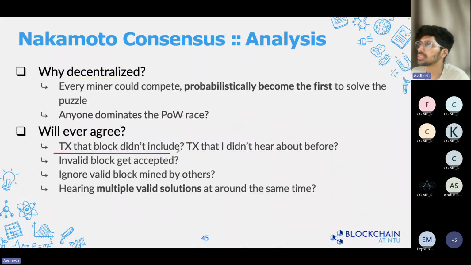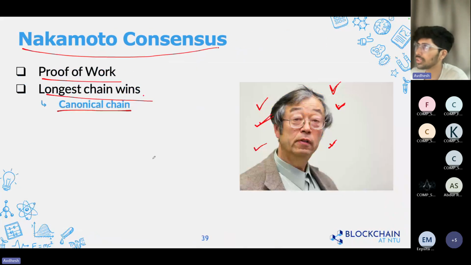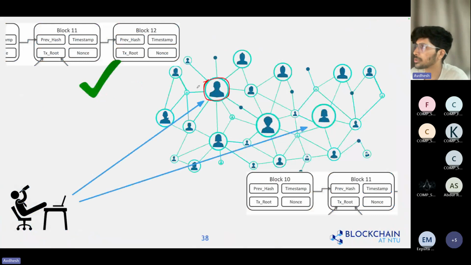So transactions. What about consensus again? We'll come back to this question often. Will everyone ever agree? And what happens to the transactions that the block didn't include? Since everyone is doing the computation, let's suppose he actually proposed the block, but what about the calculations this guy did? This can be valid, this can be malicious, but at least he did, right? He tried. So what about that?